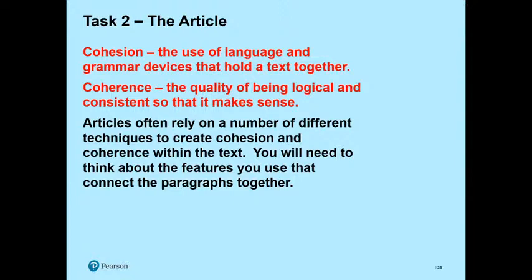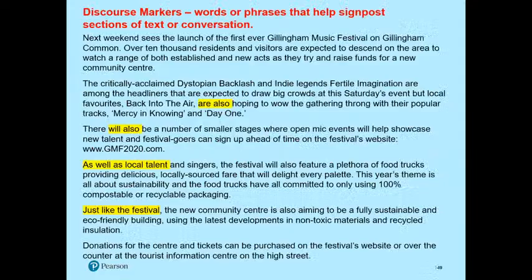When we look at the article, the structural devices that you're looking at are about creating cohesion and coherence. So cohesion is the features that hold a text together, and coherence is the quality of being logical and consistent so that it makes sense. And often they rely on a number of different techniques to create cohesion and coherence within the text. And you'll need to think about those features that you use. So this is my article, and I've used some discourse markers, and we went through discourse markers in lesson three. But hopefully you can see how I've made the article flow and connect with each other.